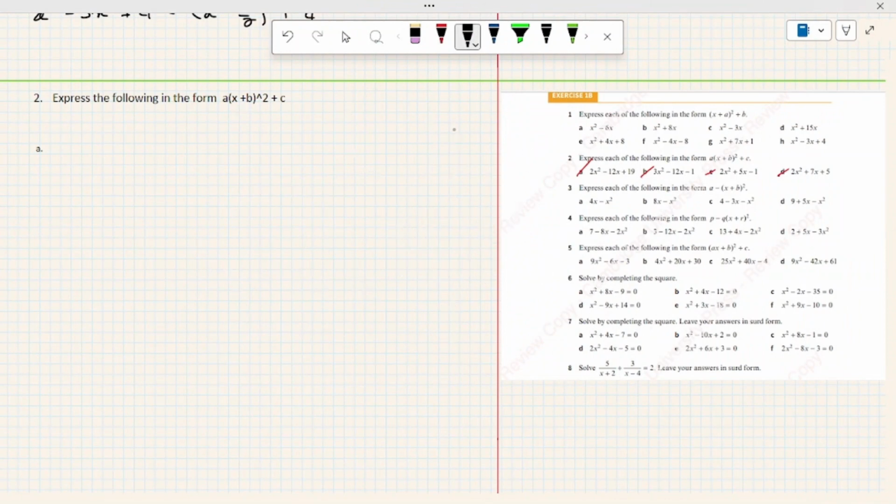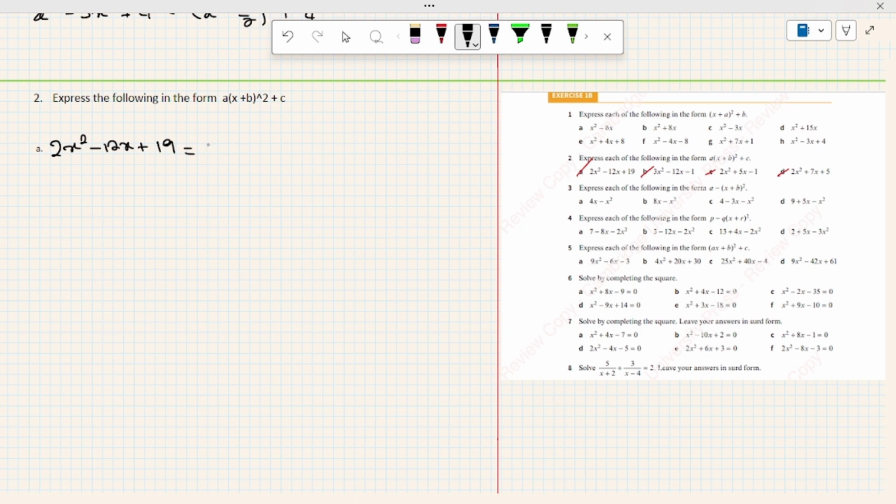So the first question we're going to look at is A. A says 2x squared minus 12x plus 19. As I said in my previous video on completing the square, it's not hard. Completing the square is an easy job as long as you follow the procedure and the steps. So how do we go about this?